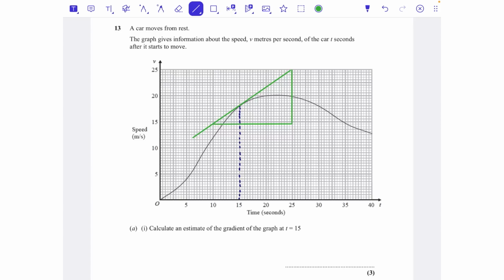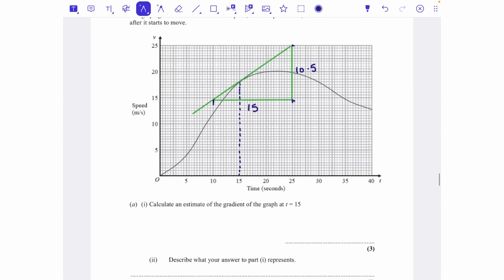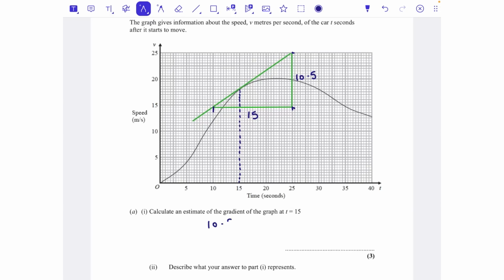And we're going to do the rise divided by the run. That's going to get you the gradient. So the bigger you make that triangle, the easier. And also try and pick points that are quite nice. So I've gone up from 14.5 to 25. So 25 take away 14.5 means I've got a rise of 10.5 in that direction. And the run, the x direction, I've gone from 10 across to 25. So that's gone across by 15. So therefore, if I want the gradient of that graph, I'm going to do the rise divided by the run. 10.5 divided by 15 gives me a gradient of 0.7.